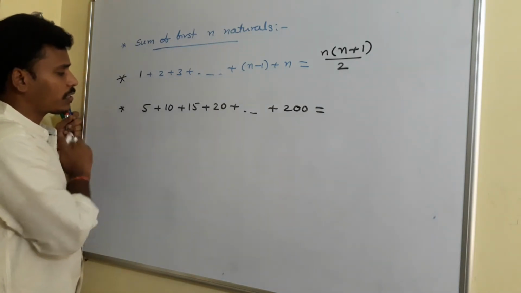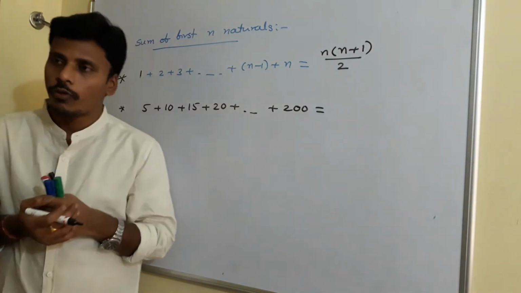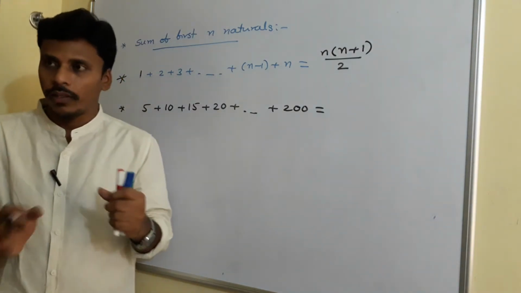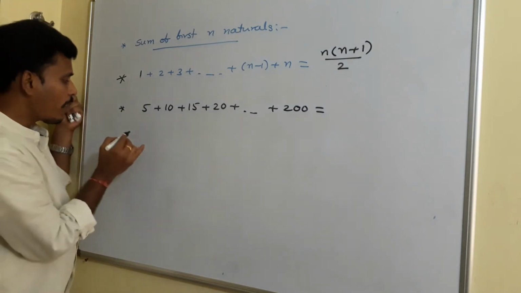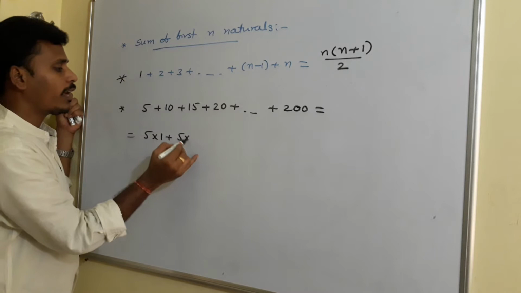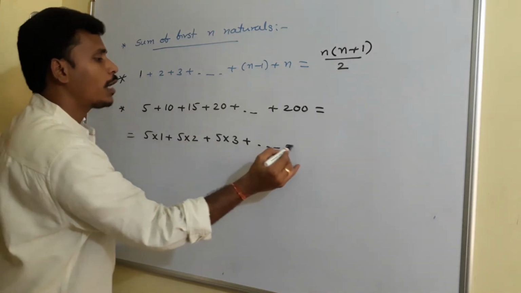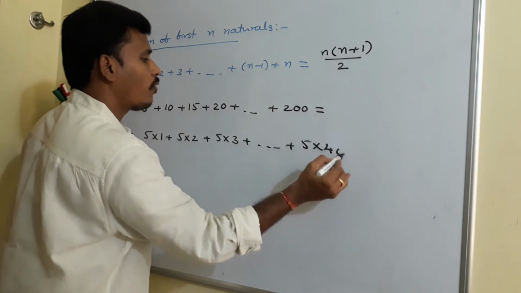If you consider the first term as a and the common difference as 5, then Sn is equal to n by 2 times 2a plus n minus 1 times d. That is one thing. Or otherwise, you may rewrite it like this. This 5 can be written as 5 into 1 plus, 10 can be written as 5 into 2 plus, 15 can be written as 5 into 3 plus, and so on, plus 200 can be written as 5 into 40.